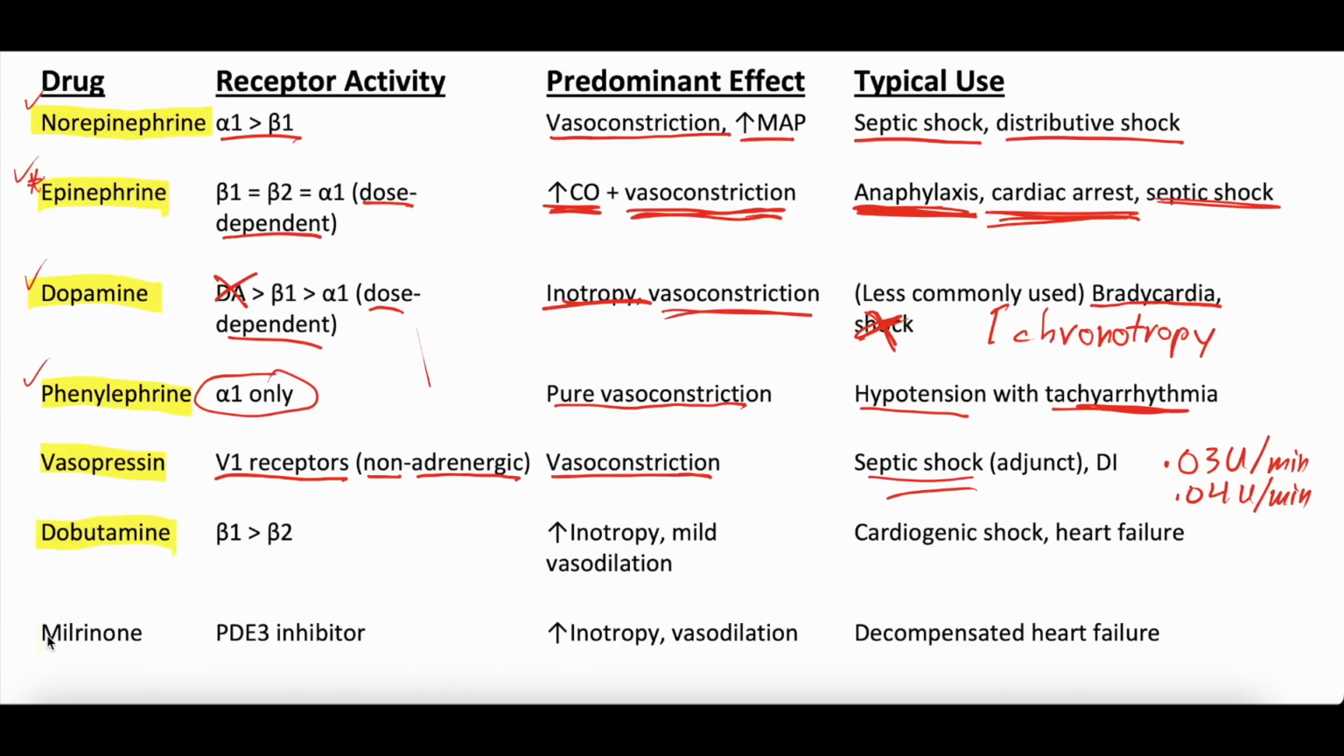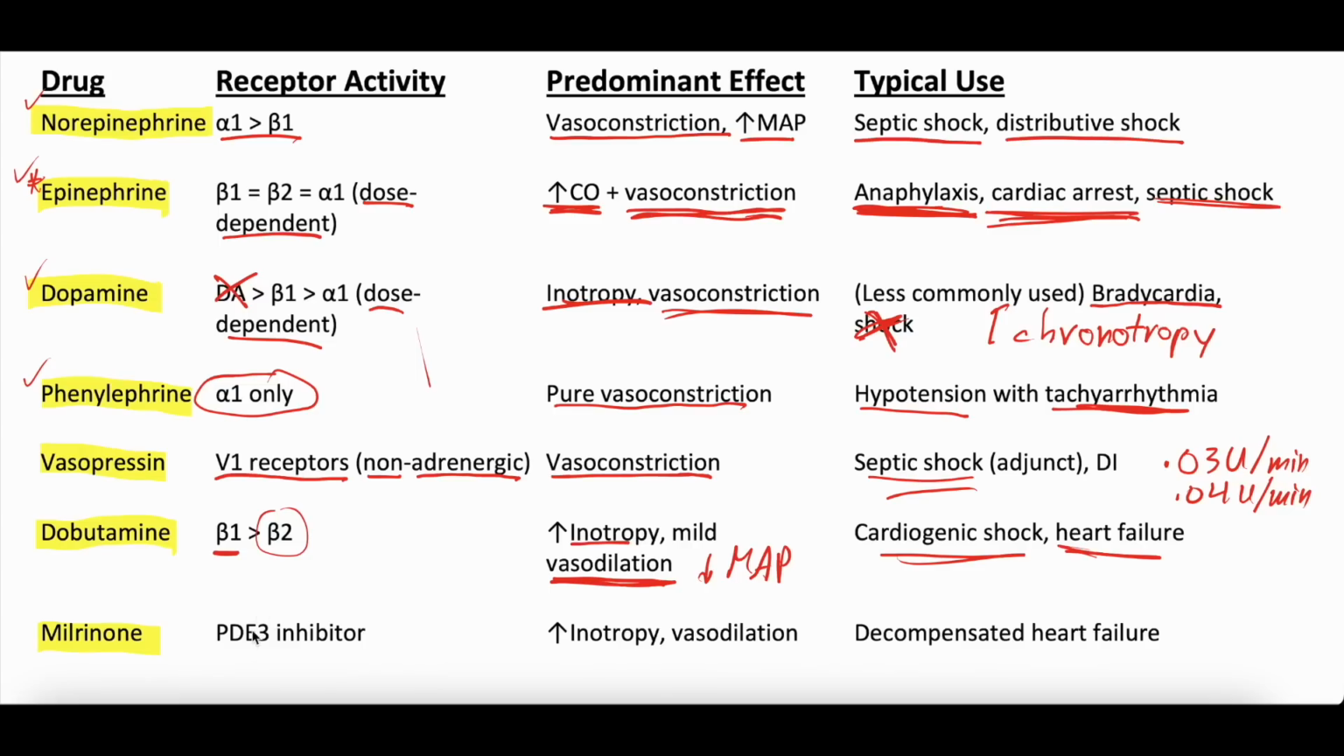Dobutamine and milrinone, these are pure inotropes, okay? So dobutamine works on beta 1 receptors. It increases contractility and actually has some beta 2 effect, which, if you remember, beta 2 causes vasodilation, alpha 1 vasoconstriction, beta 2 vasodilation. So dobutamine causes increased inotropy, increased cardiac output, increased squeeze, all those are synonyms, but then mild vasodilation. So it can actually drop your MAP a little bit. This is good for cardiogenic shock and heart failure, right, where you just need to increase your cardiac output through increasing your squeeze.